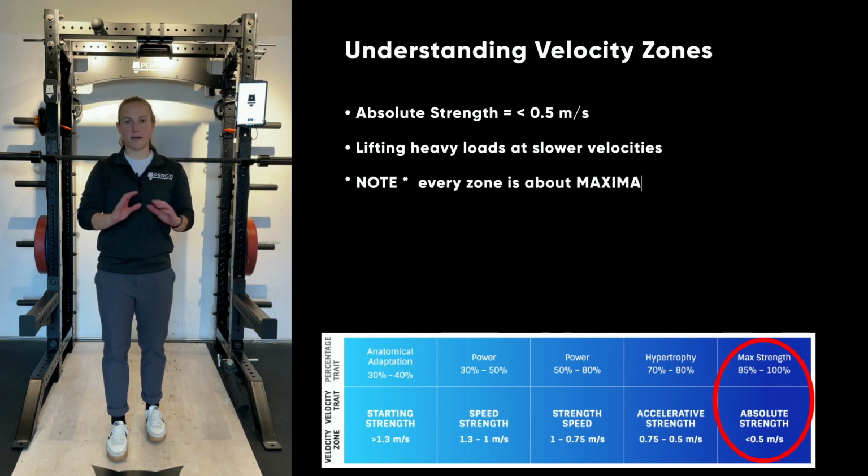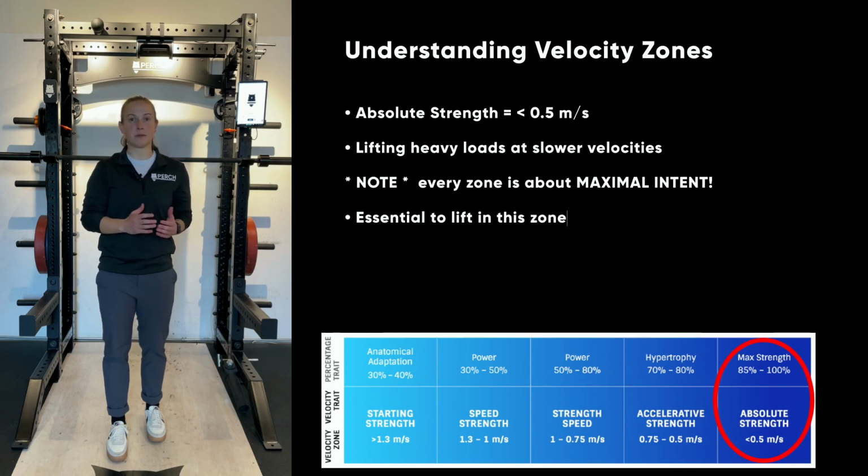To be clear, every zone is about maximal intent. The velocities will just be slower simply because you cannot move the weight any faster.